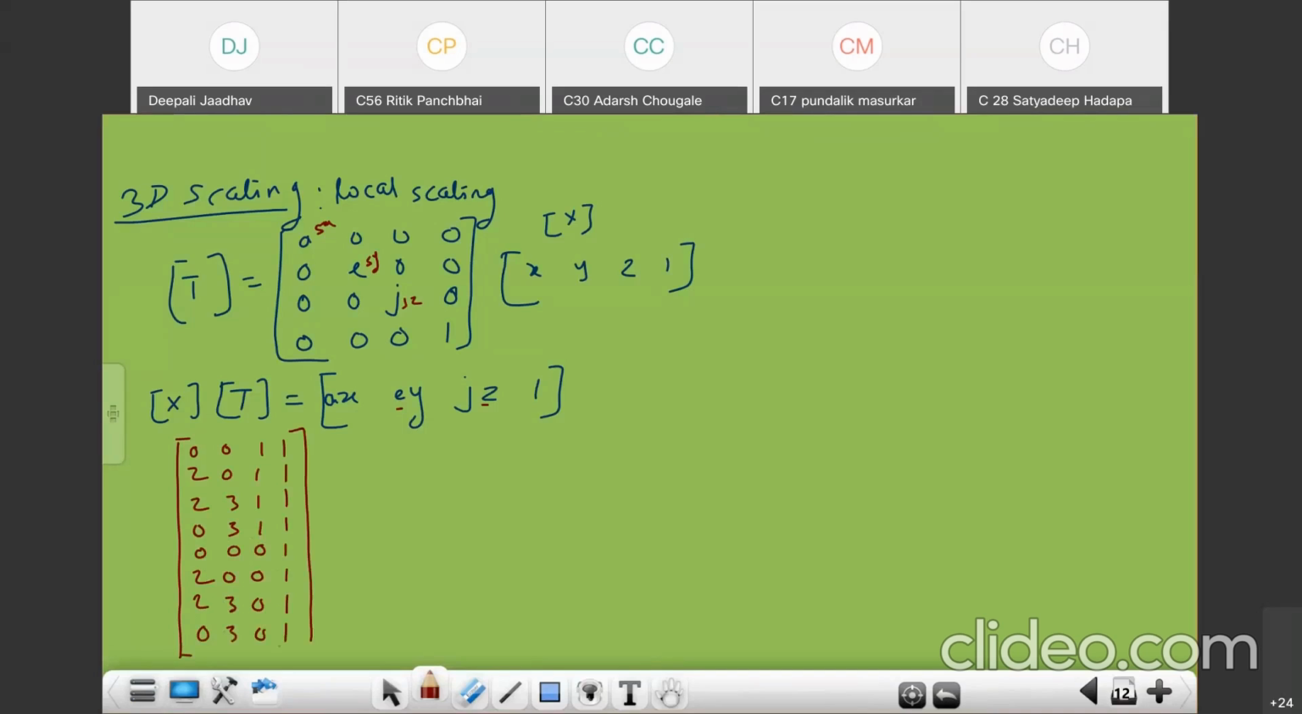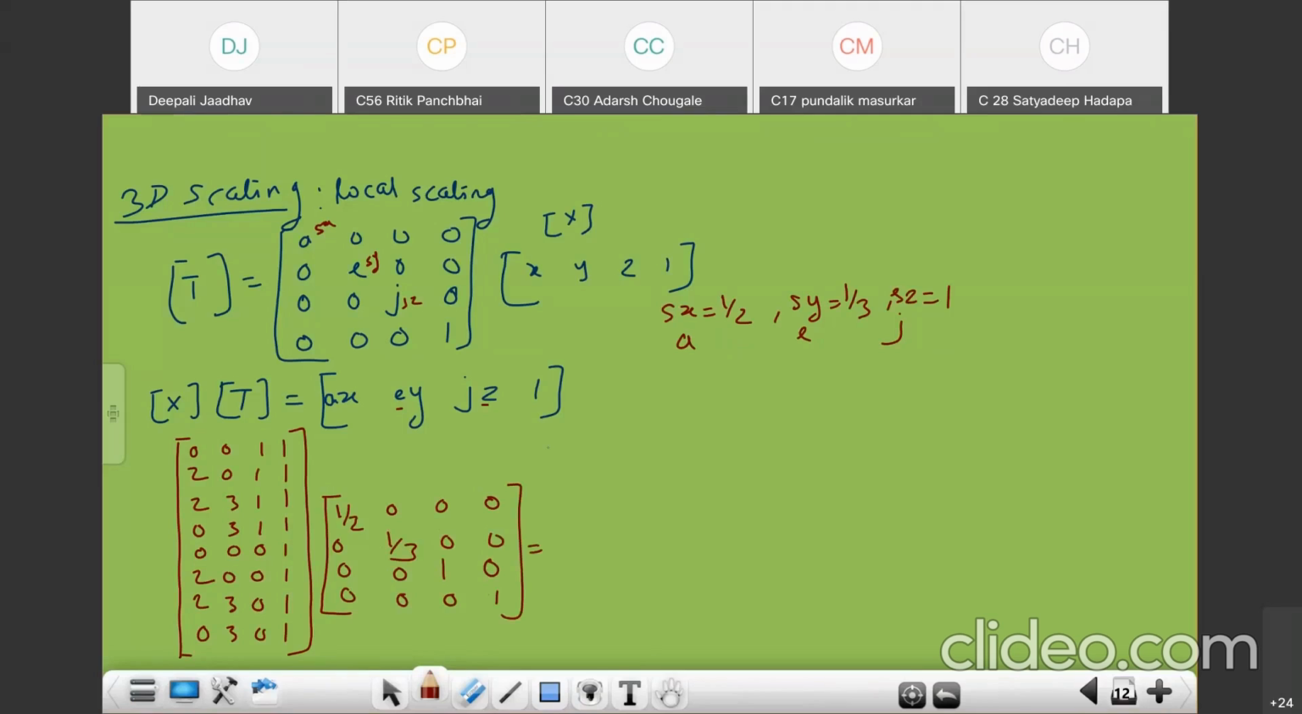Suppose this is our X, the original position vector of the object, and we want to perform a local scaling with the scale factors Sx equal to 1/2, Sy equal to 1/3 and Sz equal to 1. That is the value of A, E and J. So I write here the transformation matrix, putting the diagonal values: 1/2, 0, 0, 0, 0, 1/3, 0, 0, then 0, 0, 1, 0, 0, 0, 0, 1.